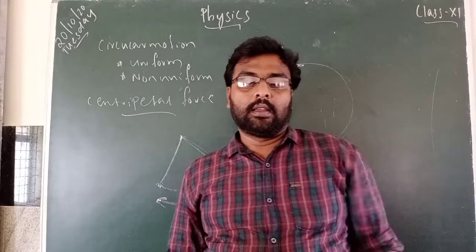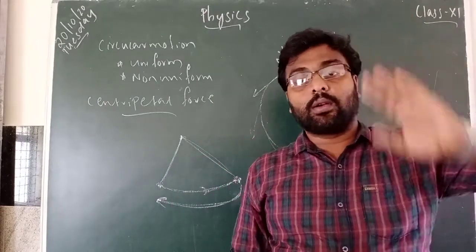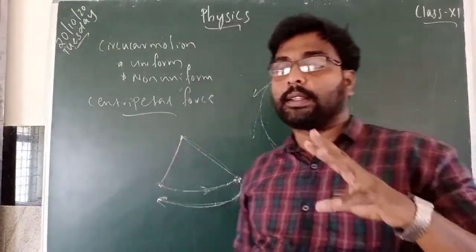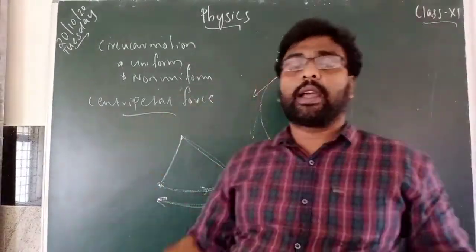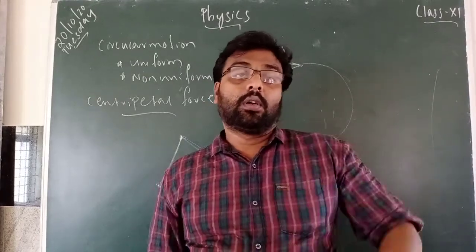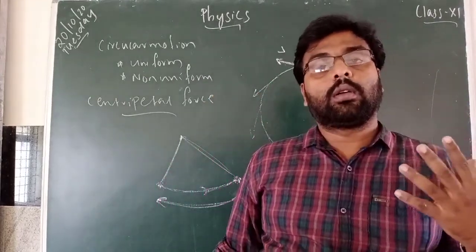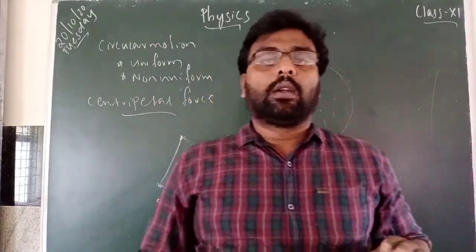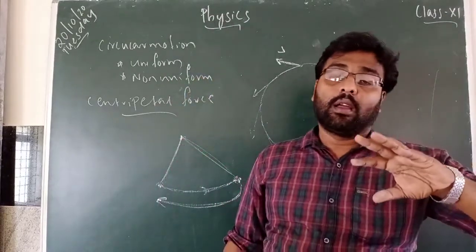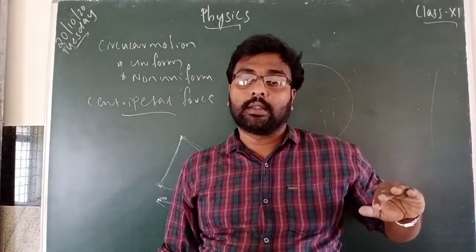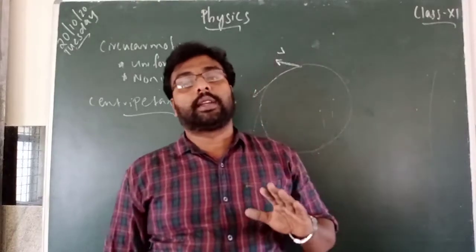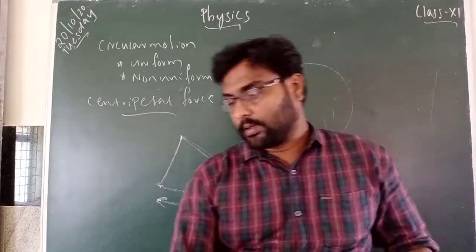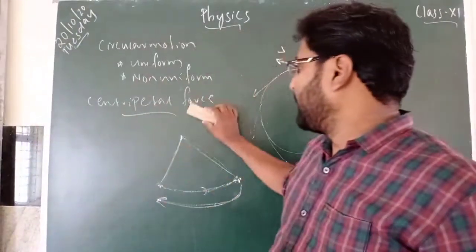And the second thing is, the direction of the motion alone can be changed without changing the magnitude of velocity. So what will happen? Uniform circular motion. And the third thing is what? The direction of the motion as well as the magnitude of velocity, both can be changed, then we get non-uniform circular motion. So these are the three ways.